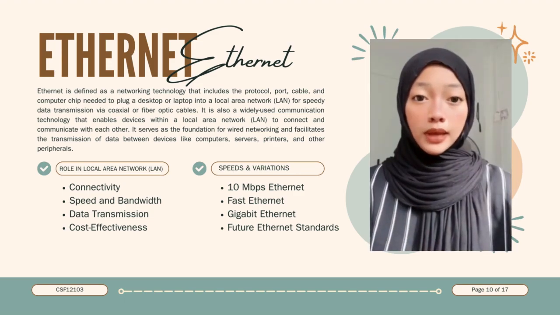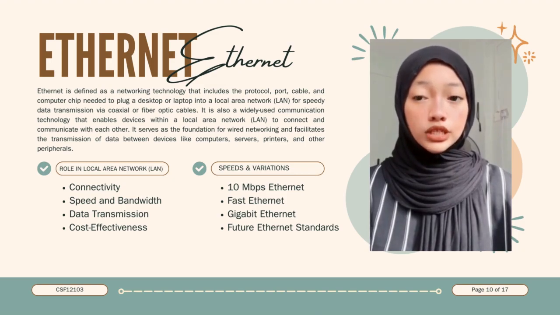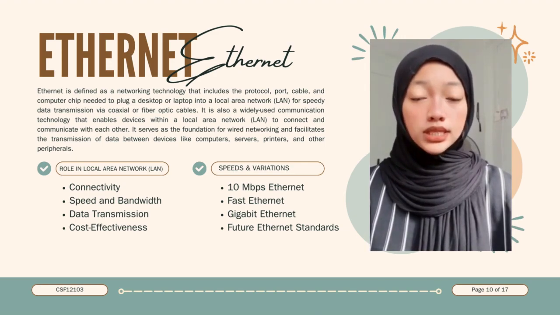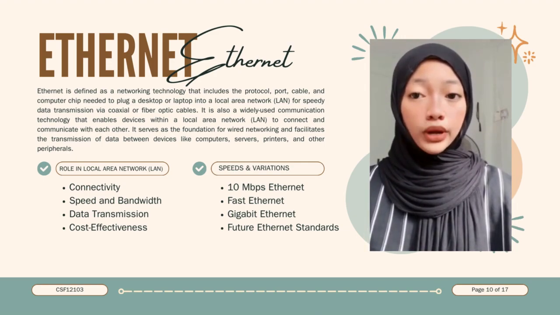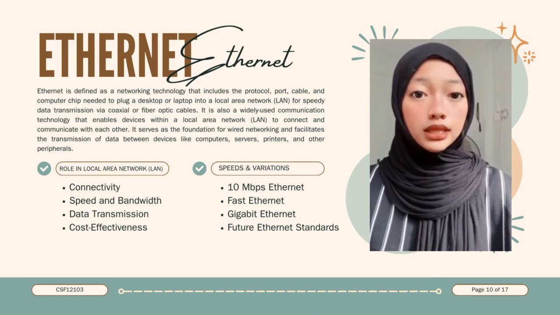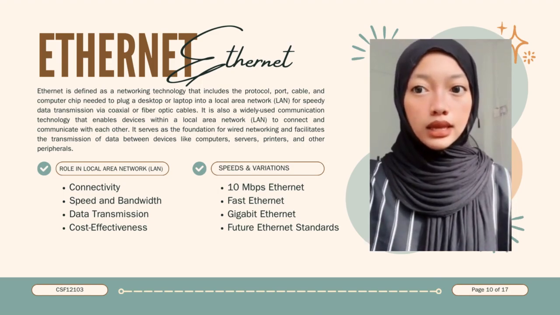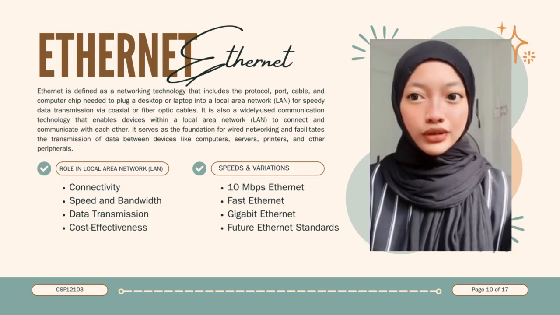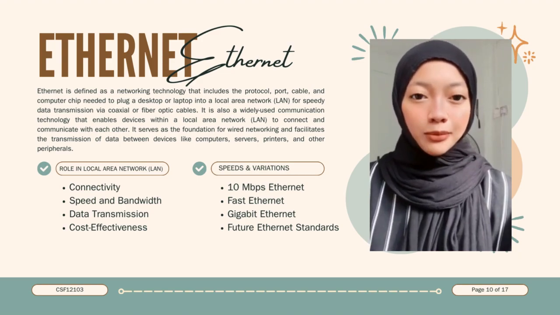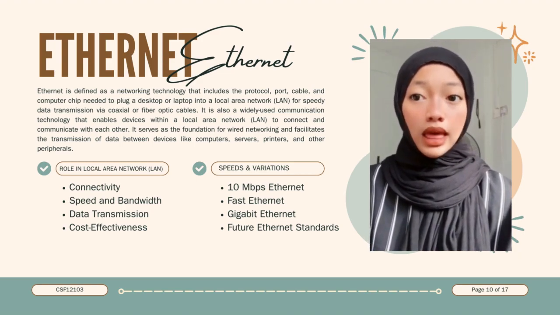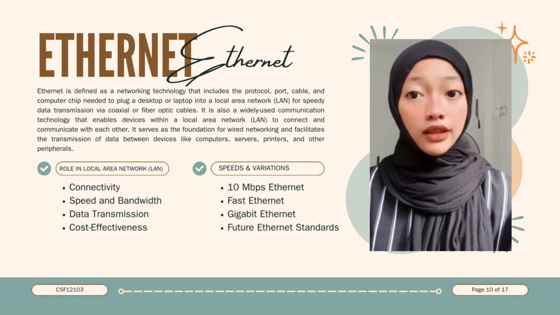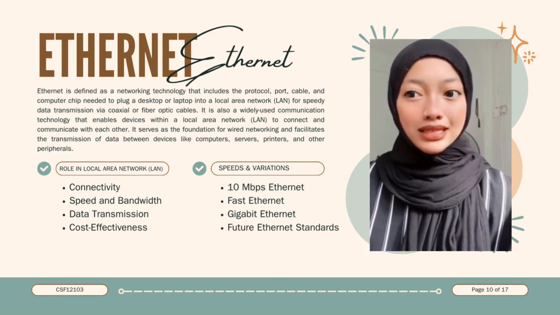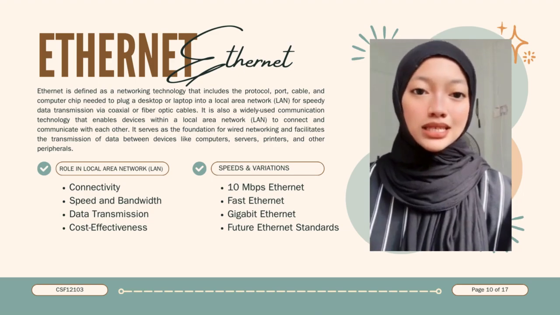Number 1 is 10 Mbps Ethernet. This was the original Ethernet standard, offering a data transfer rate of 10 megabits per second. It utilized twisted pair copper cables and operated on a baseband transmission method. And number 2 is Fast Ethernet. Fast Ethernet, also known as 100BASE-T, increased the data transfer rate to 100 Mbps. It maintained compatibility with existing Ethernet technologies but provided a tenfold increase in speed. It's still used in some legacy systems today.